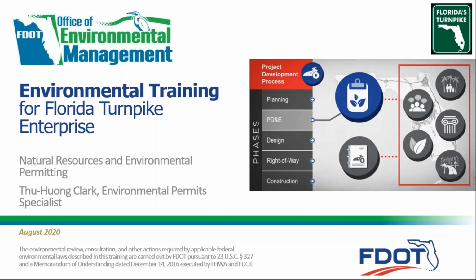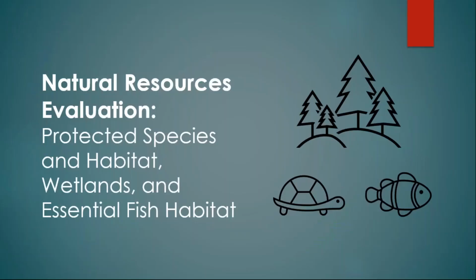So today I'm going to talk about natural resources and then environmental permitting. And we'll split those two topics kind of in half. First, talking about natural resources, which is inclusive of protected species and habitat, wetlands, and essential fish habitat. So we will go over why these issues must be addressed, how to prepare the technical report, how we use the information to consult with or coordinate with the agencies, and then how we document this information during PD&E.